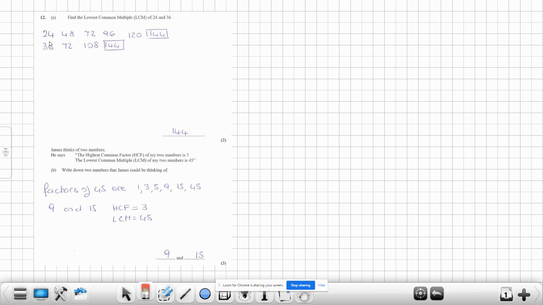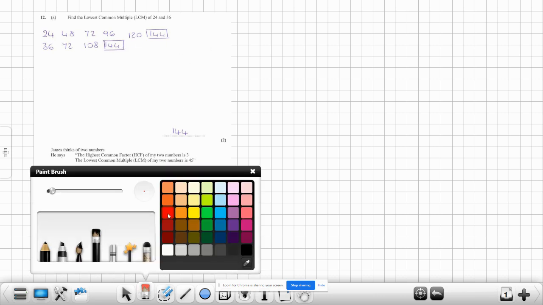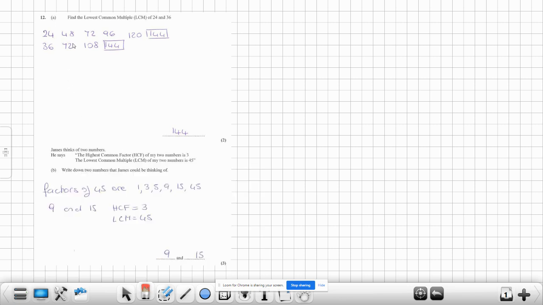In this answer, the person has literally written down all multiples of 24 and all multiples of 36 and looked for when they have the same multiple. Now, sadly, two things are perhaps not helpful about this. One, they've missed the lowest common multiple because it's actually 72. But also having to do multiples of bigger numbers may not be the quickest way to get there.